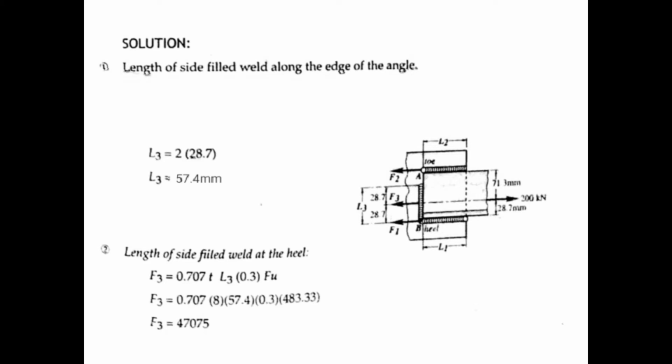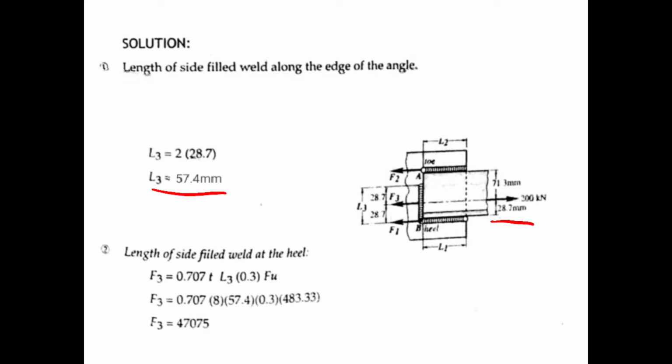So first is the length of fillet weld along the edge of the angle. To avoid eccentricity of loading, the length of fillet weld at the edge of the angle must be equal to L sub 3, which is L sub 3 equal to 2 multiplied by 28.7, which is Y sub 2 rather. So our L sub 3 is equal to 47.4 millimeter. So next is the length of side fillet weld at the heel.